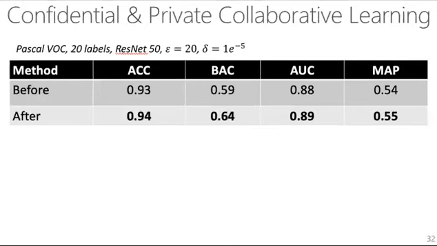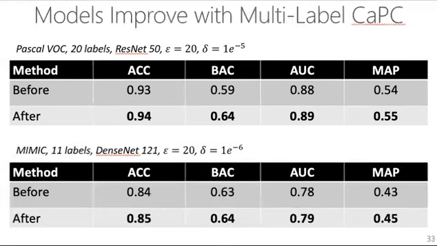We also incorporate private multiple classification into the confidential and private collaborative learning framework called CaPC. We observe that models improve with the multi-label CaPC. In the first row in the table, we present performance of a model in a querying party before our method is applied. After the collaboration, where the querying party uses the newly labeled data points to improve its local model, the performance of the model improves consistently across all the metrics.